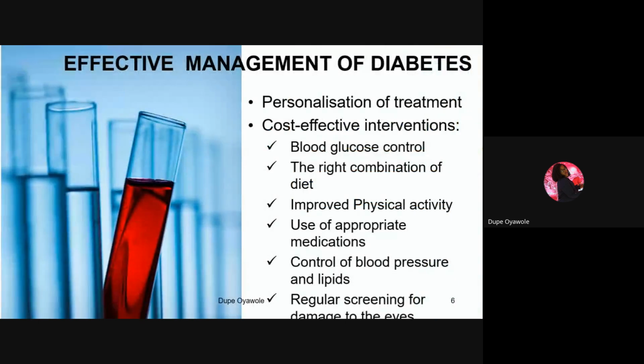Hello. So to manage diabetes effectively, just like the physician has said, there has to always be personalization of treatments. Every patient has different things that they bring when it comes to it. Some will be based on the complications that they have. Some is based on comorbidities that they also have along with it. Some, it depends on even the way they see their treatment.